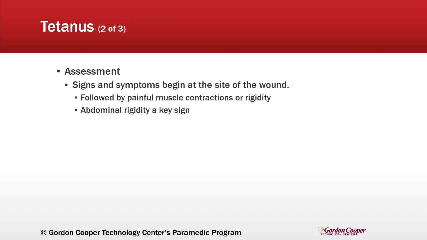This one can sometimes be confused with rabies. So make sure you do your history on these. The muscle contractions, rigidity, and the abdominal rigidity are going to be a big clue, and actually a wound site that's not a bite, that is more of a puncture wound or something like that, or drug use, that's going to lead you down the path of tetanus versus rabies.